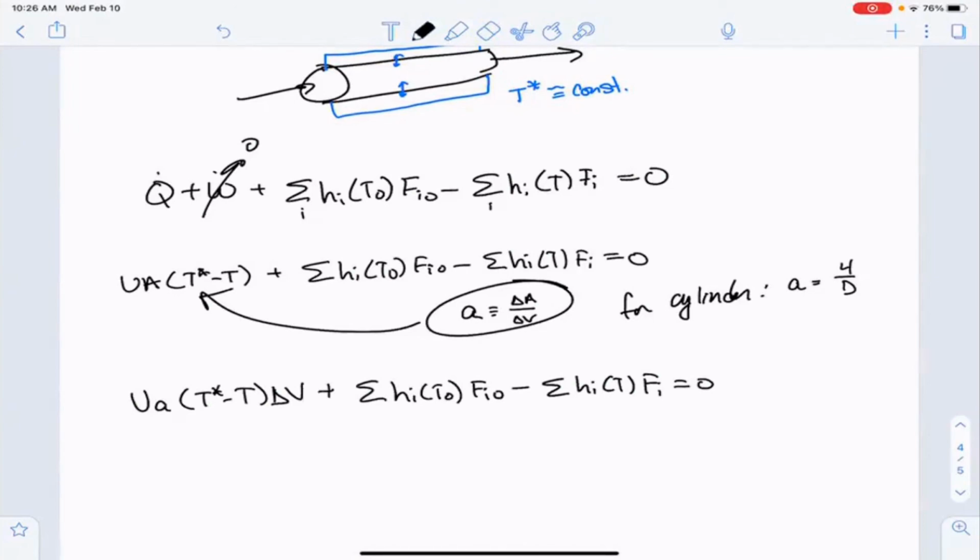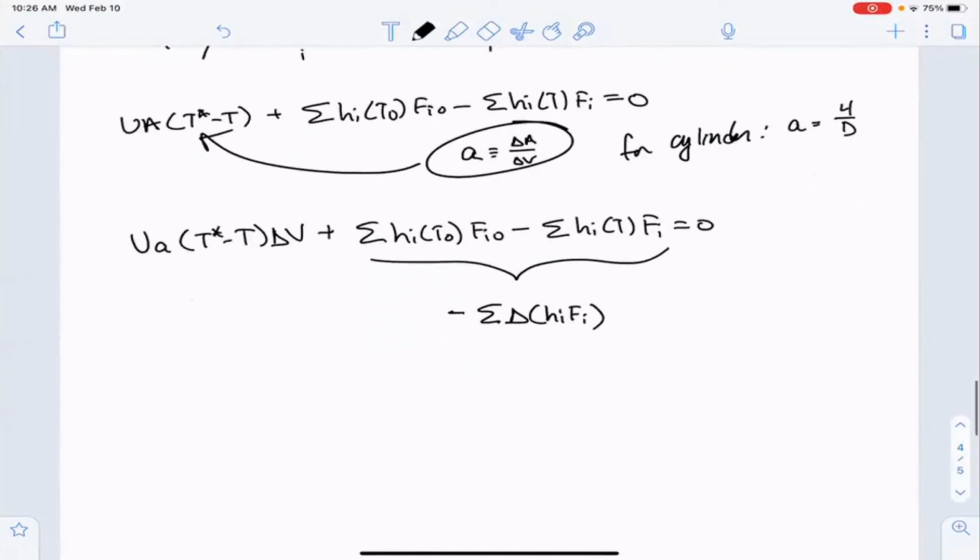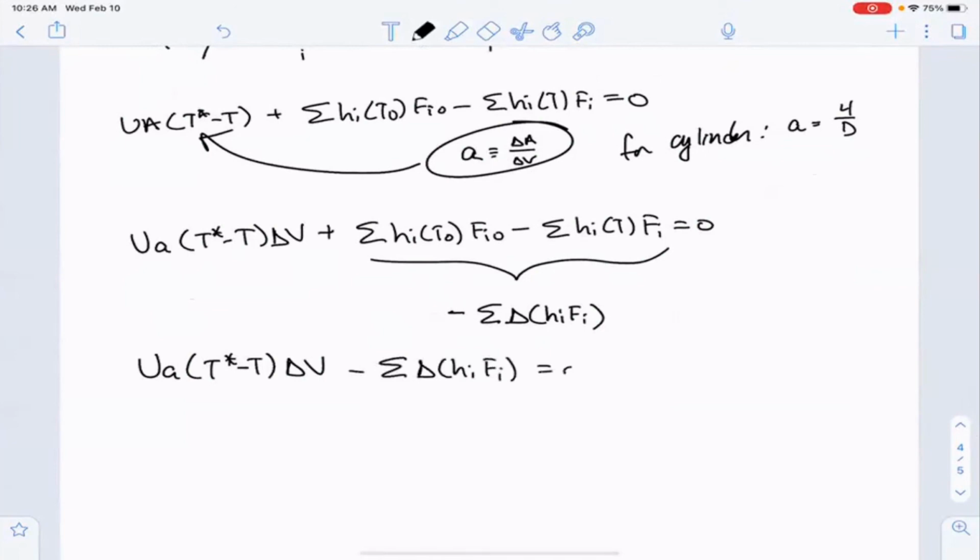So we have a delta here. The other delta that we're going to find is in this. And this is just equal to minus the sum of delta Hi times Fi. Right? These two expressions are just how the product of the enthalpy and the flow rate change from the beginning state to the end state. And so that means that UA times T star minus T times delta V minus the sum of delta Hi Fi is equal to 0.